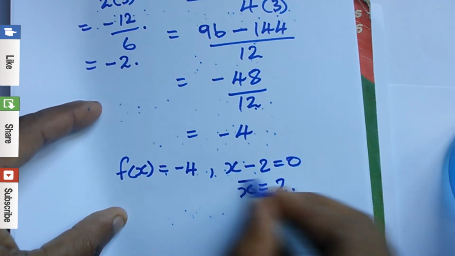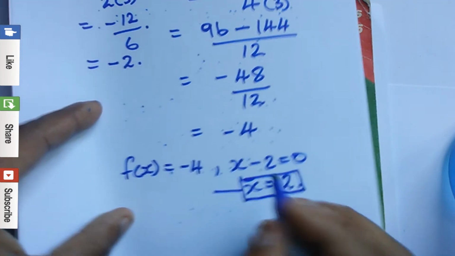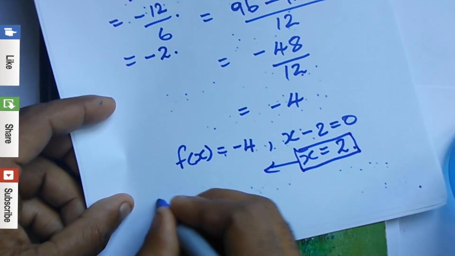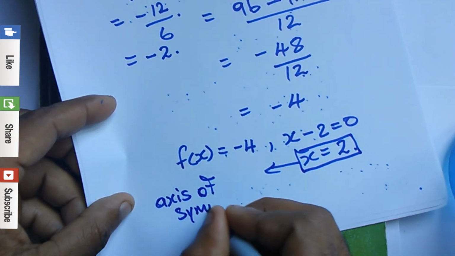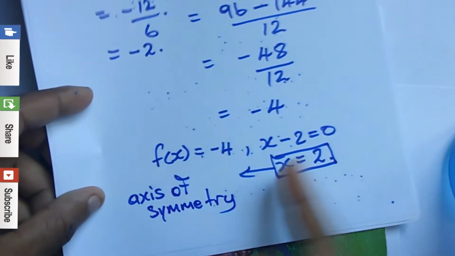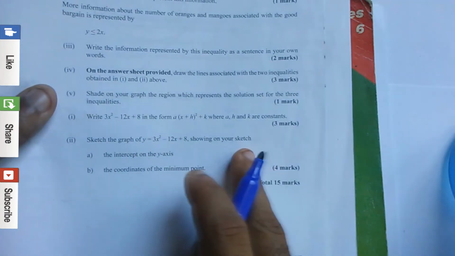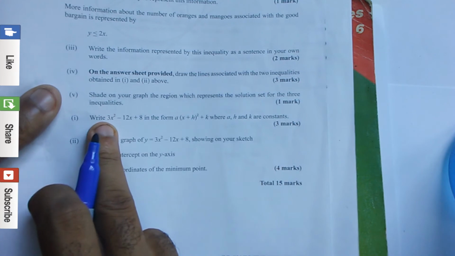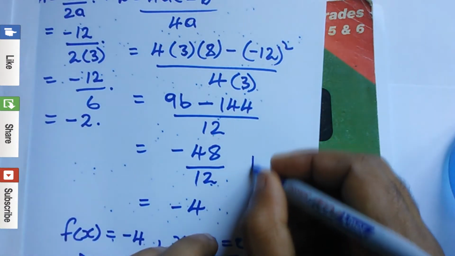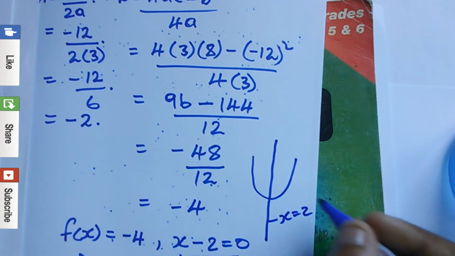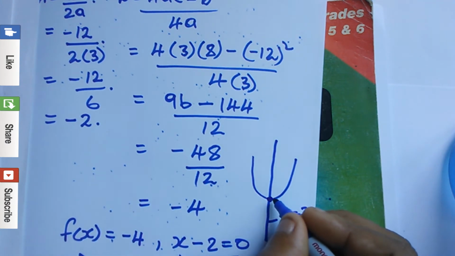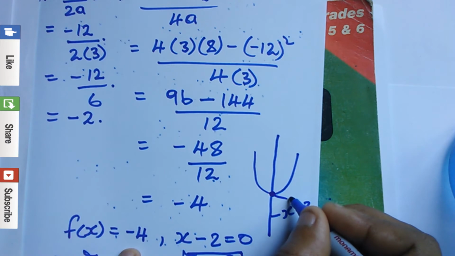Now we have a different way in which they could ask the question. This x value also represents the axis of symmetry. So we're supposed to sketch the graph. The coefficient on the x squared is positive, so it's going to look like a smiley face. The axis of symmetry is going to bisect the graph into two equal parts. So the x value right here is x equal to 2, and the minimum point for f of x would be negative 4. So right here would be negative 4.